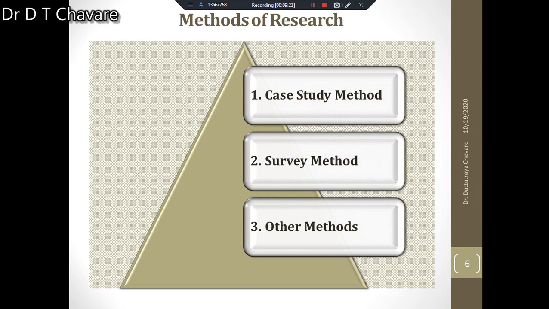How many methods are there? Those methods also I have mentioned in this chart. There are three types of methods. There are three methods of research. Try to understand. The first method mentioned here is the case study method. The second method mentioned here is the survey method, and the other methods. Okay, now we have to study these methods step by step.